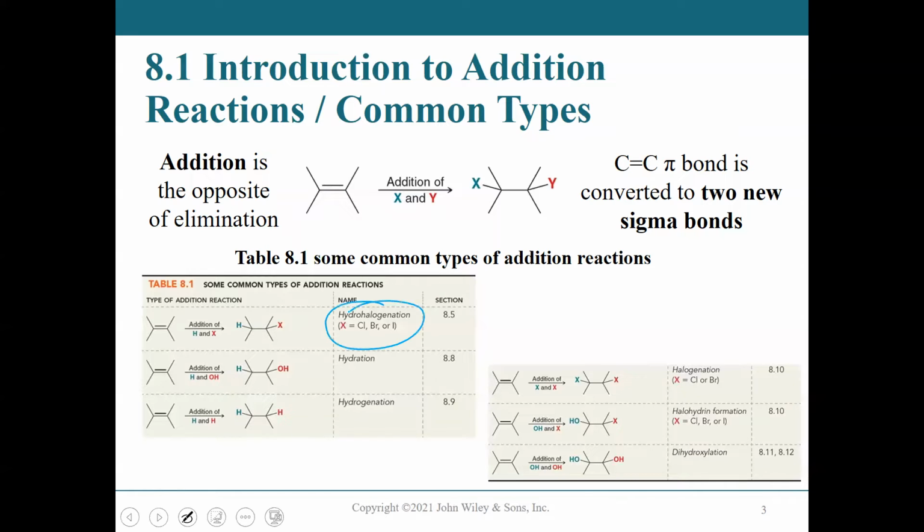Hydrohalogenation, remember in the previous slide, you will have HCl or HX, and HX will break up into two. H will go to one carbon and Cl will go to another carbon. In the case of hydration, you have water, H and OH, and they will each go to one of the carbons of the alkene. If you're doing hydrogenation, as the name says, you are adding H2. So one hydrogen goes to one carbon, the other hydrogen goes to the other carbon.